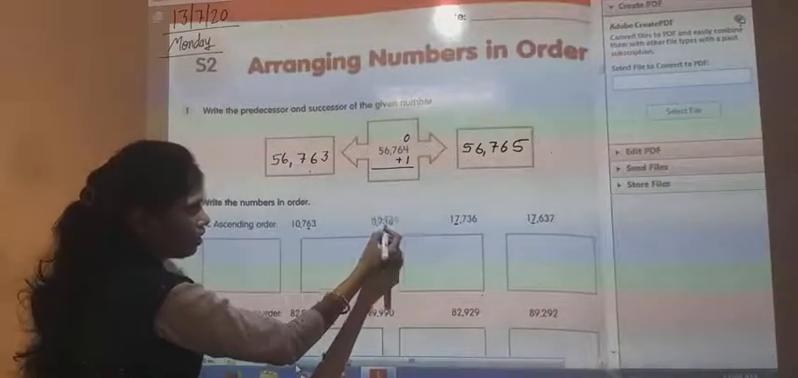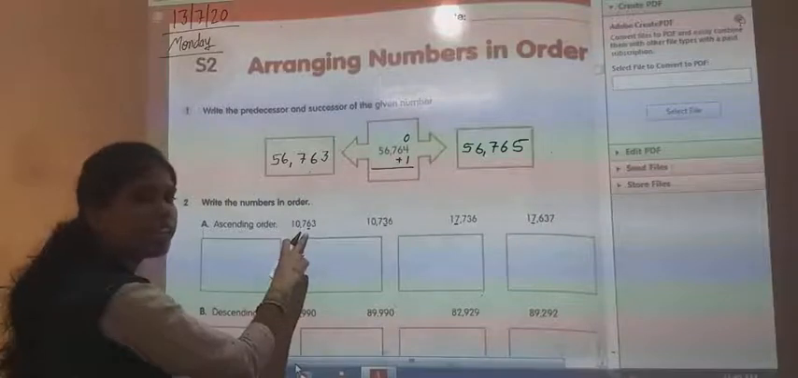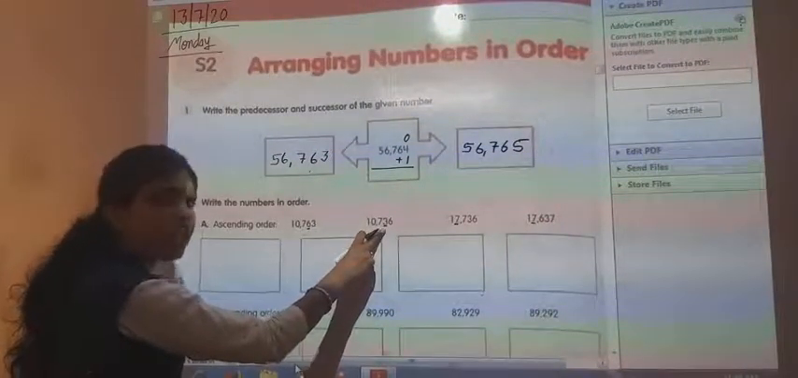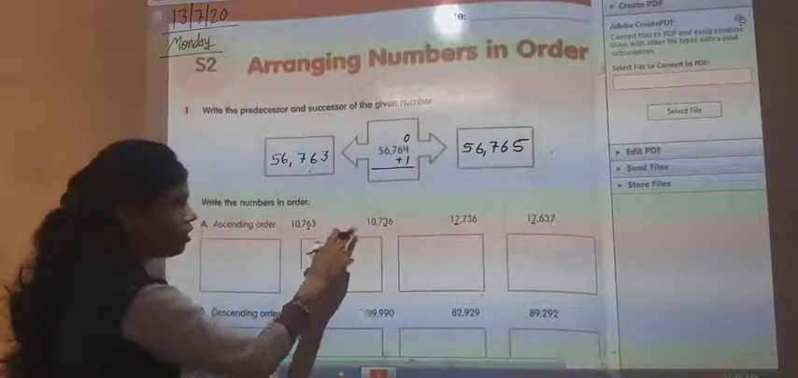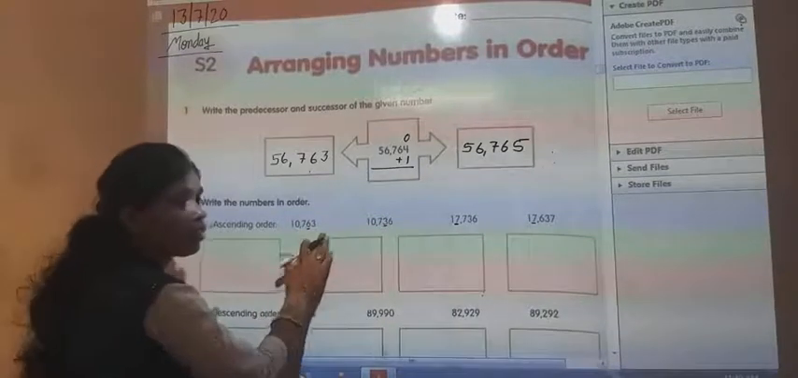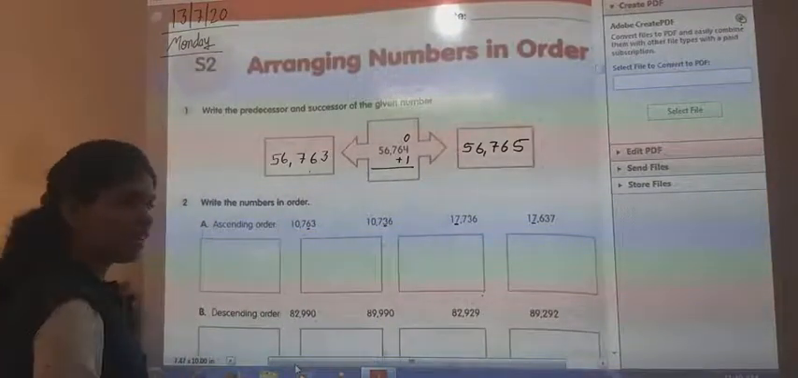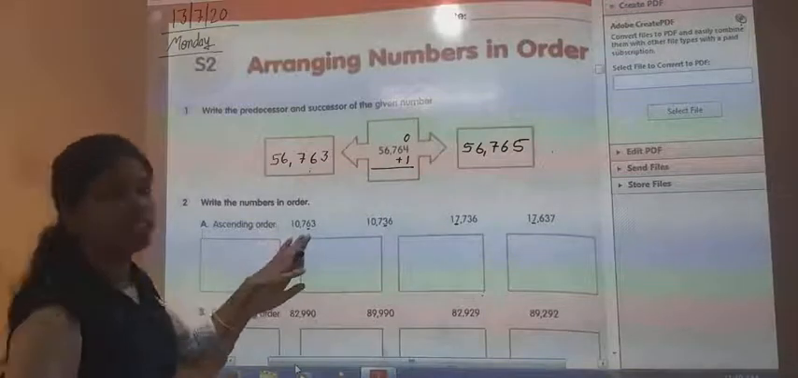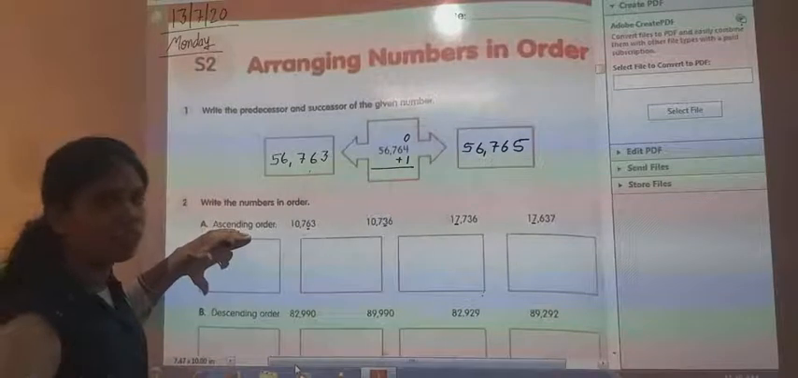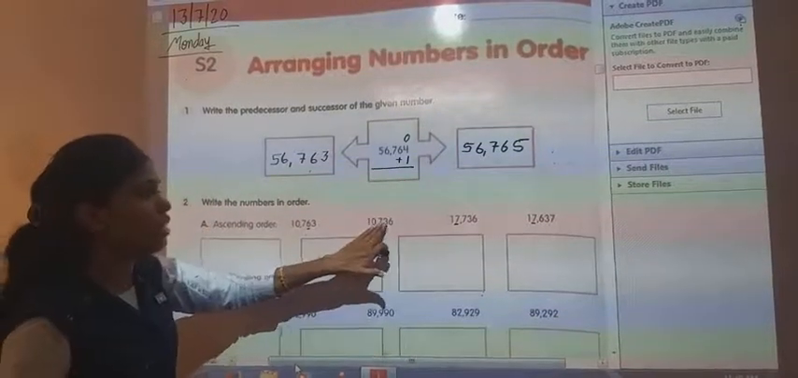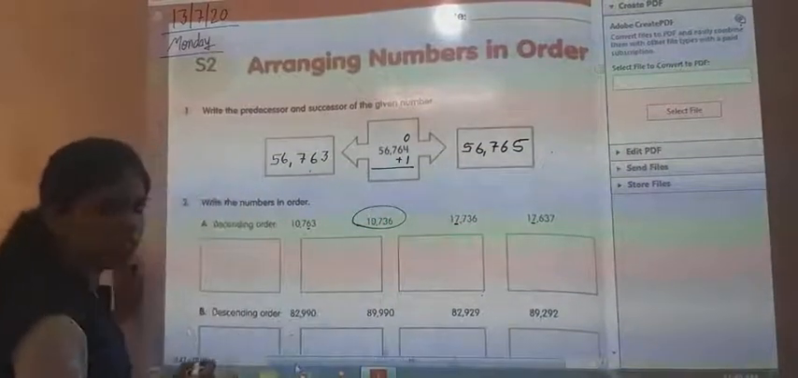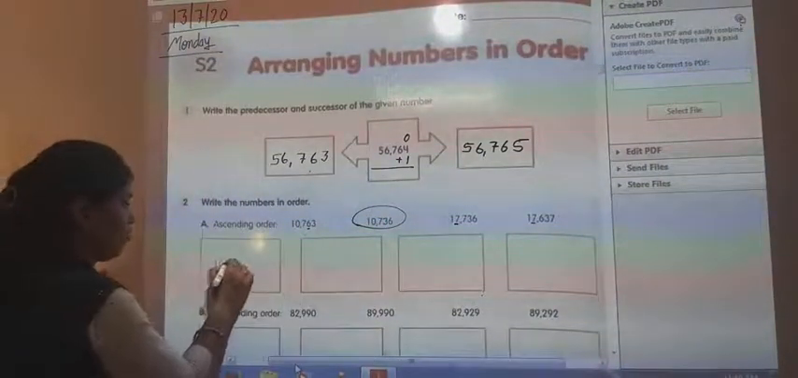At the next place we have 6 at the tens place, and in the other number we have 3 at the tens place. Now we can compare easily: which is greater, 6 or 3? Yes, students, right. 6 is greater, and we are doing ascending order. That means first of all we will write the smallest number. Now this one is the smallest number.